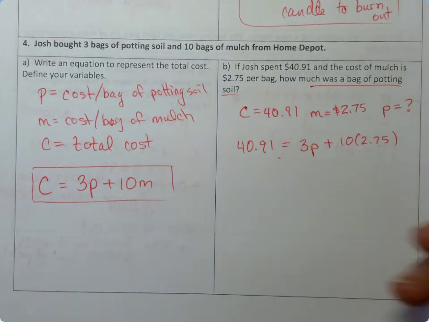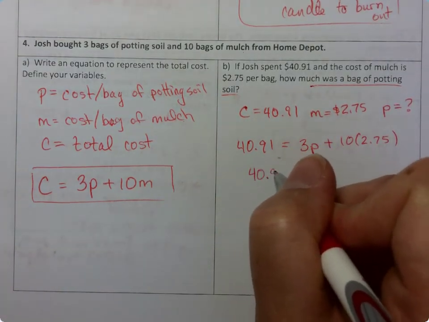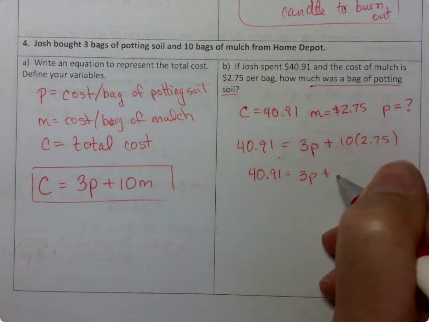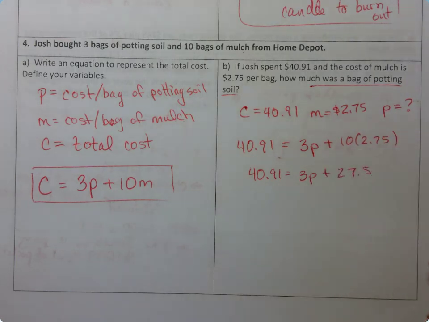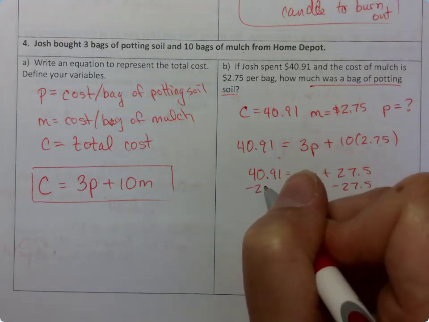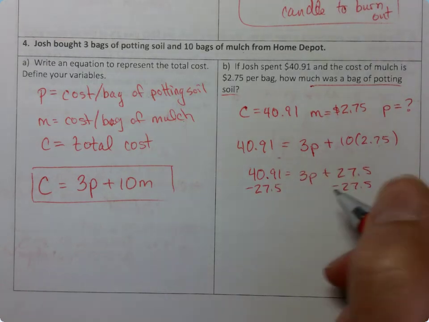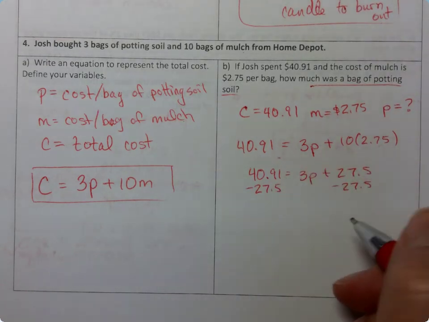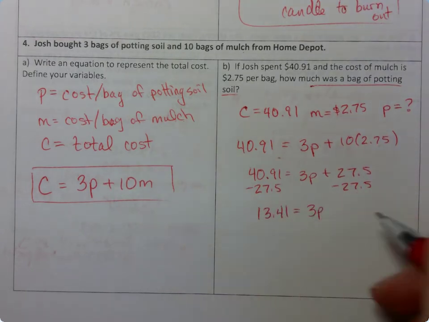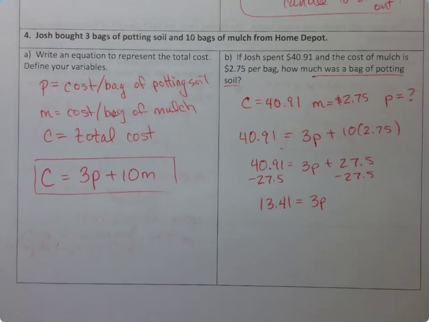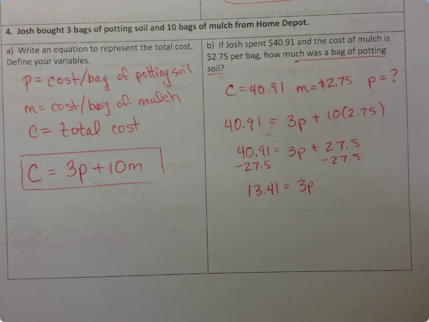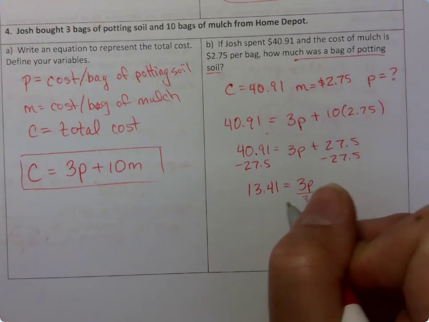Okay, so we can crunch some numbers here. Keep my 40.91, keep my 3P, and this just moves it one decimal place, so 27.5. Then I'm going to solve by subtracting 27.5. See what that number is. You could put a 0 there and do some longhand math. I think it should be 1341, but double check me. $13.41? Okay. Then I'm going to divide by 3.